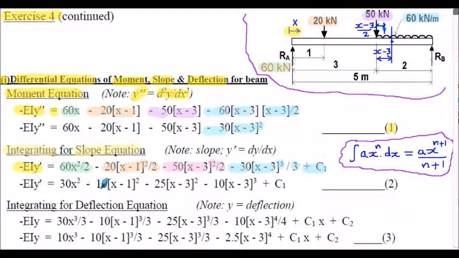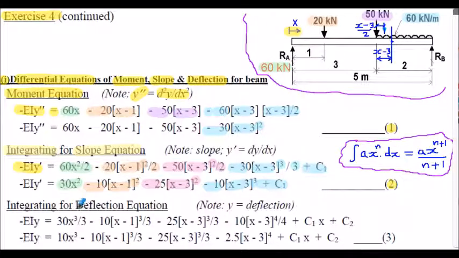And on the next line, I've just simplified my terms. So 60 divided by 2 is 30, so 30x squared. 20 divided by 2 is 10, so that becomes minus 10, x minus 1 all squared. 50 divided by 2 is 25, so that's minus 25, x minus 3 all squared. Finally, the last term, 30 divided by 3 is 10, so that's minus 10, x minus 3 all cubed, with my plus c1. I've called that equation 2.